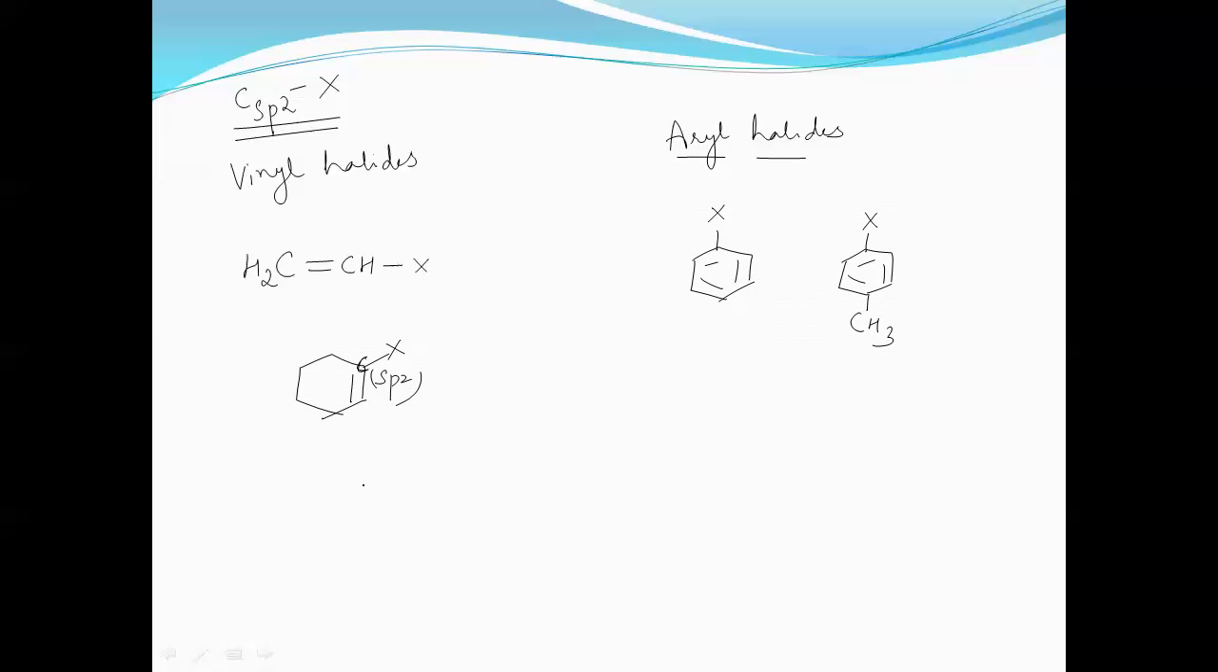So this is a classification of haloalkanes and haloarenes based on the number of carbon atoms and based on the hybridization of the carbon atom to which the halogen is attached. Again, for dihalo derivatives, there is another type of classification. Let's look at it.